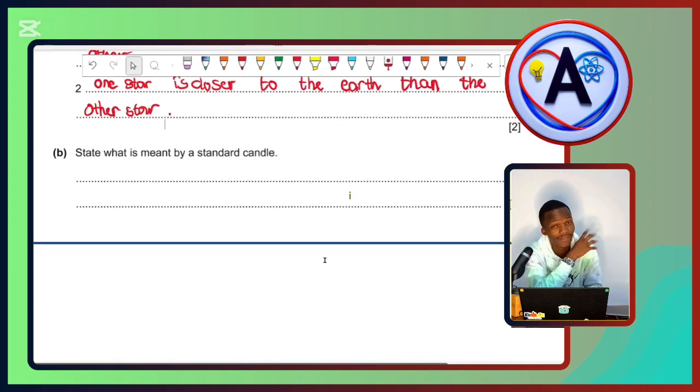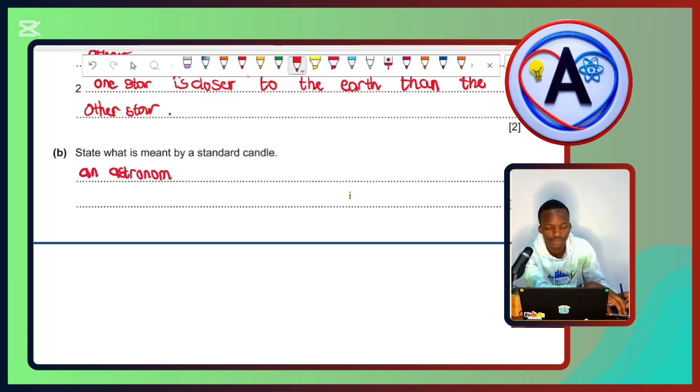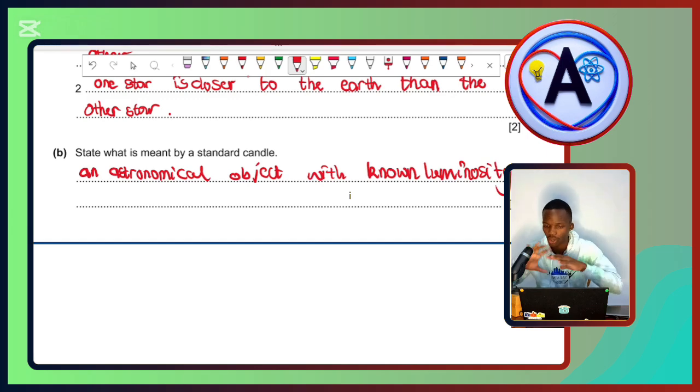Then the last one is a define problem. This you should know. You should know how to define what a standard candle actually is. And we've talked about this. We've defined it. It's basically an astronomical object with known luminosity. That is essentially what a standard candle is. If you have an object and you know its luminosity, it's a standard candle. So these are typical examination style questions that you're going to encounter underneath this objective.